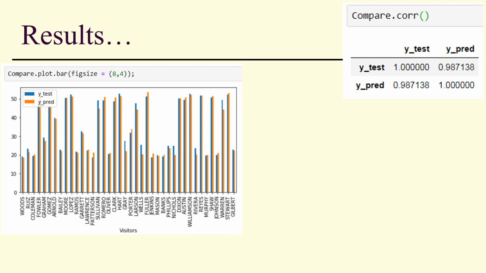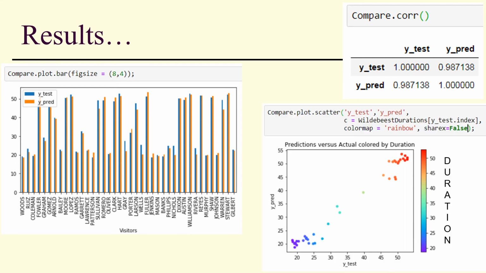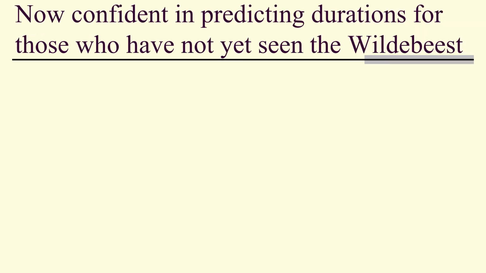We can look at correlations, very high correlation between tests and predicted values. And then we can plot y predicted versus y test. And the ideal would be that these two are equal. So the closer we are to this green line, the better off we are. So now we're confident in predicting durations for those who haven't yet seen the wildebeest.